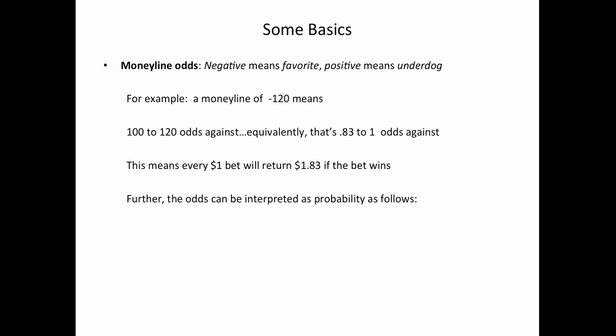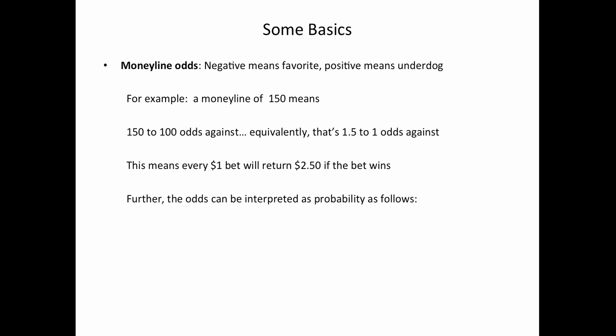And further, the odds can be interpreted as probability as follows. So you have one way it could happen out of 1 plus 0.83 approximately total possibilities. That's 1 over 1.83, which is about 0.54, meaning a 54% chance. So a minus 120 money line really implies a 54% probability.